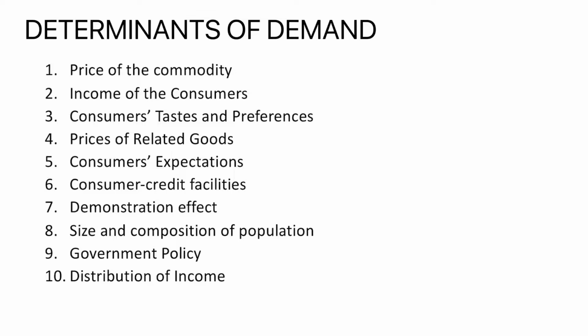Seventh, demonstration effect. Eighth, size and composition of population. Ninth, government policy. And last, distribution of income are the factors that affect demand and that influence the decision of households to purchase a commodity.